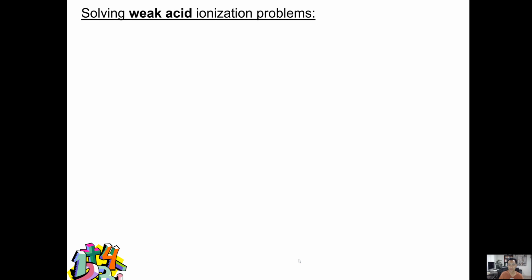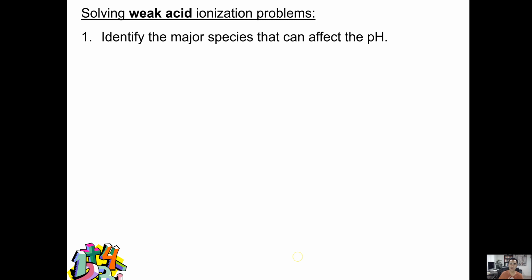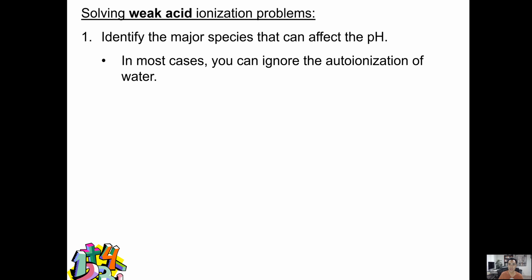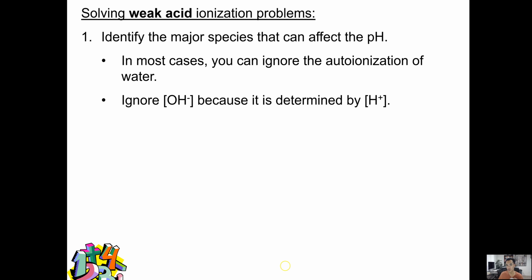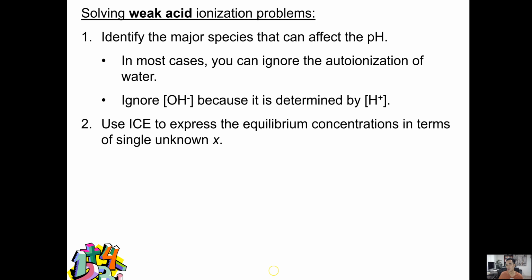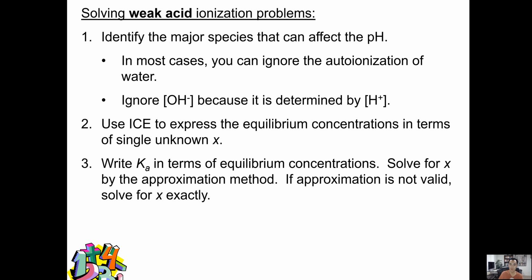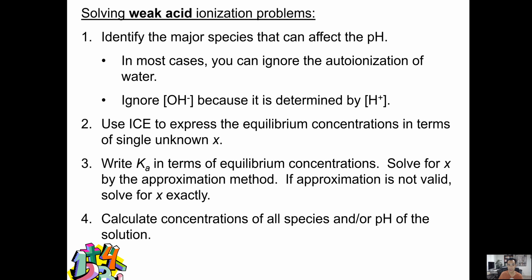Okay. All right. So here we go. The first thing is when you're solving weak acids, you always want to look for ionizations that can affect the pH level. Second thing is you can always ignore the auto-ionization of water. You can ignore OH minus because usually you're trying to find H plus, so we don't really care about OH minus for that. And then you need to use ICE to find the equilibrium concentrations in terms of X, keeping aware of that 5% rule that we were talking about earlier. You're going to write Ka in terms of equilibrium concentration and solve for X. If it's not valid, then you solve for X exactly, and if it is, then you calculate the concentrations using the pH values.